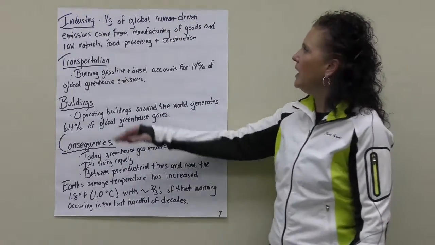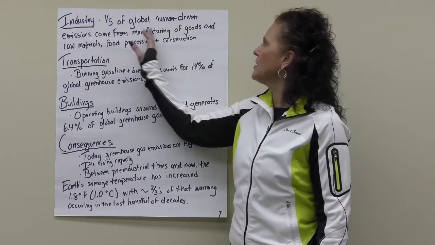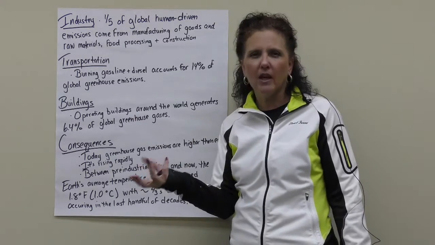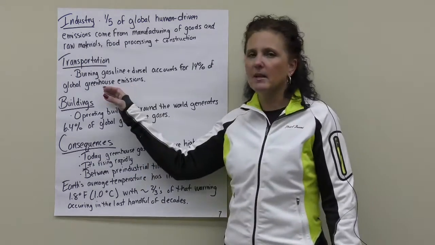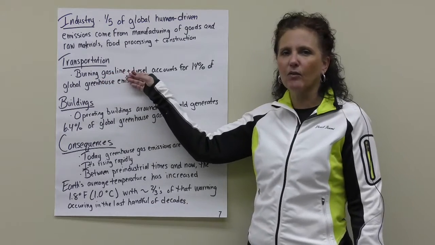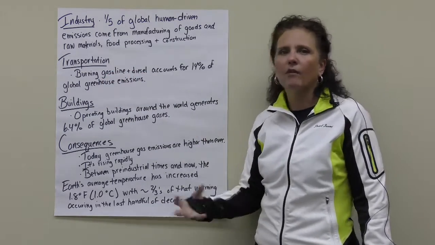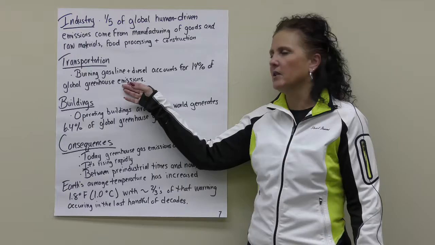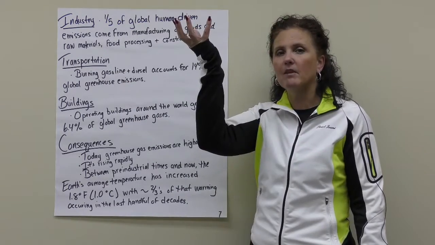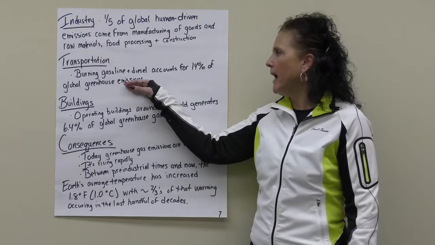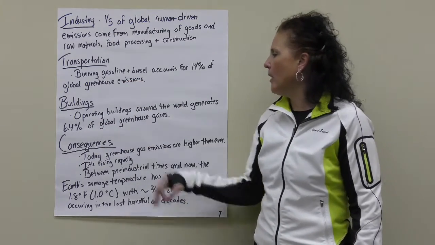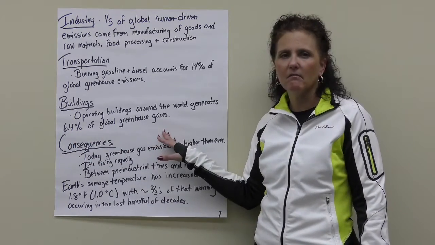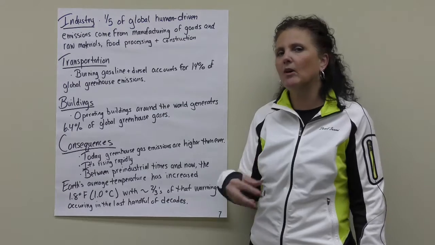If we look at industry, about 1/5 of the global human-driven emissions come from manufacturing of goods and raw materials, processing of foods, building new things, stuff like that. Transportation is a big one. Burning your gasoline and your diesel fuel in your car, in your truck, in an RV, in a boat, whatever, accounts for about 14% of global greenhouse emissions, because that's putting those bad greenhouse gases back up into the atmosphere, right? Operating buildings around the world is 6.4% of global greenhouse gases. You wouldn't think it's a negligible amount, but still it contributes.